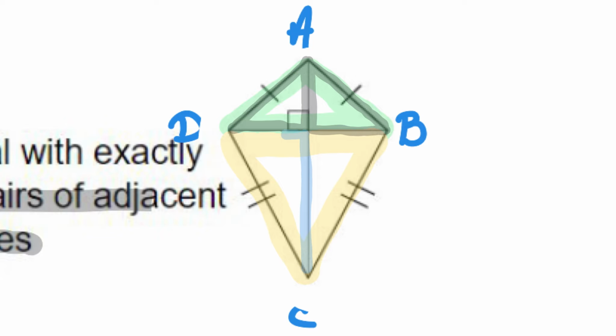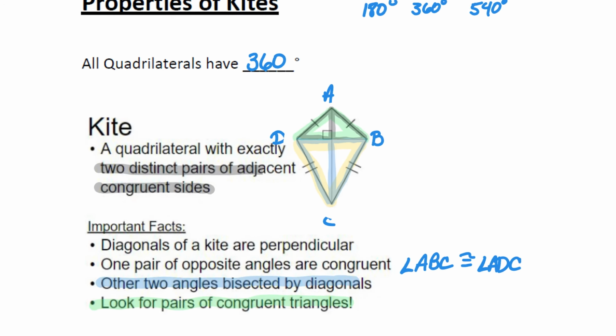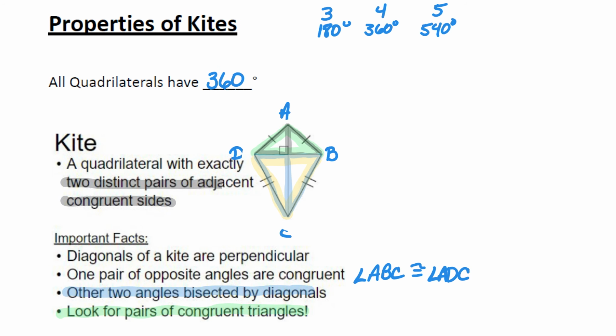This triangle here is going to be congruent to this triangle here, just like that. So that's what we need to keep in mind when we're looking at kites, is that we're going to have a lot of isosceles triangles. Let's take a look at some examples.